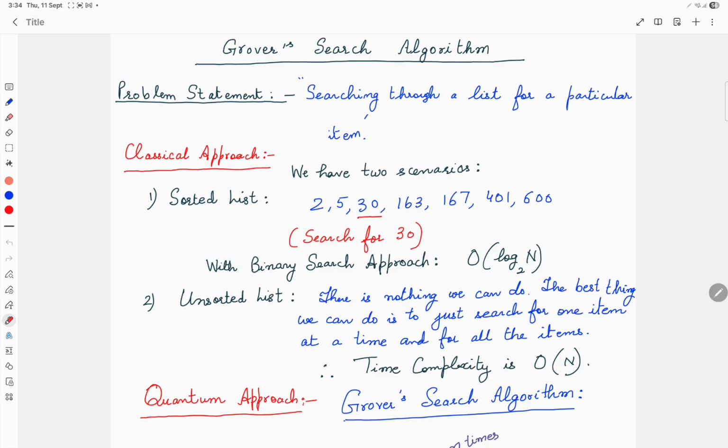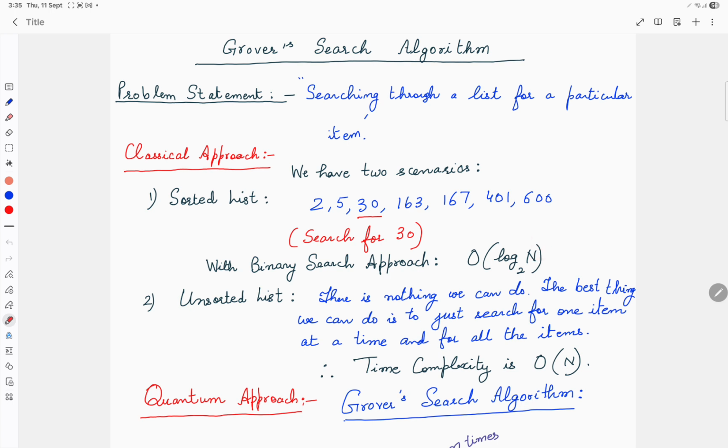Now, if we look classically at this type of problem, where we have to search for a number from a list, then there can be two scenarios in the classical approach. First scenario is when the list is sorted. So that means if the list is sorted, the best classical search algorithm we can apply is the binary search approach, where in every iteration we discard half of the items and we go for the middle one, selecting either the upper half or the lower half depending on the magnitude of the search item compared with the middle number.